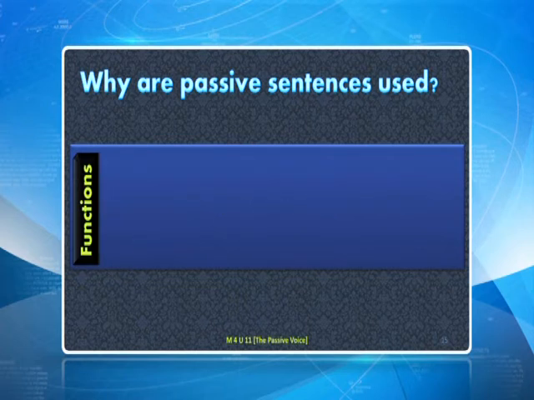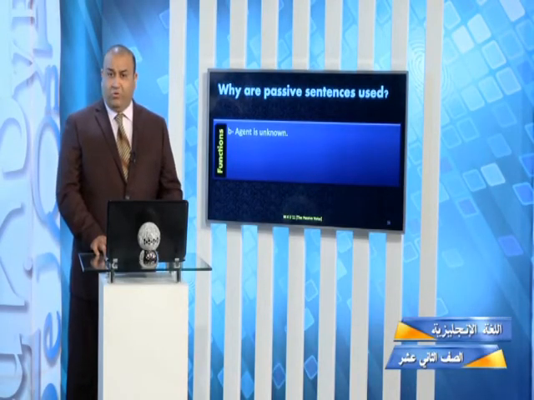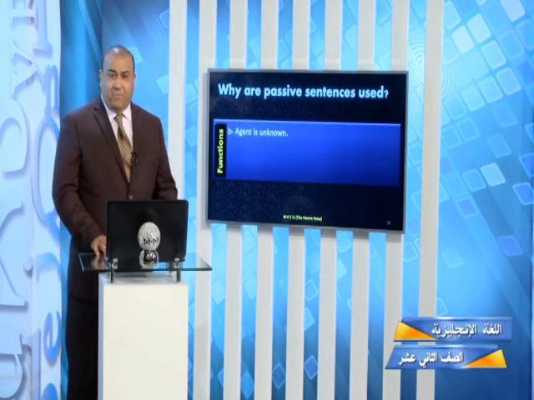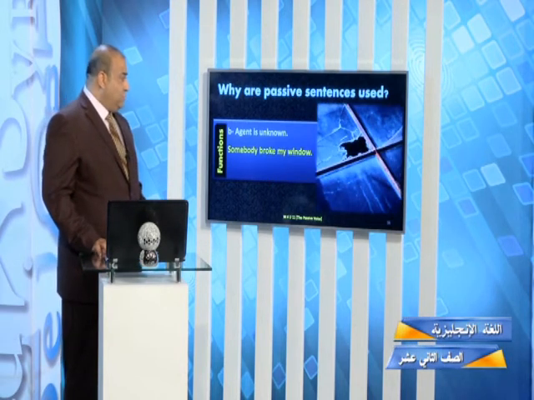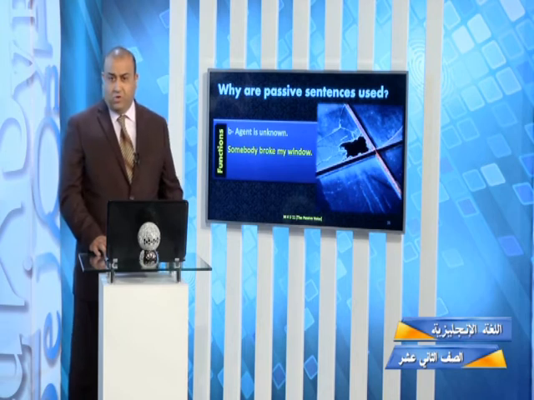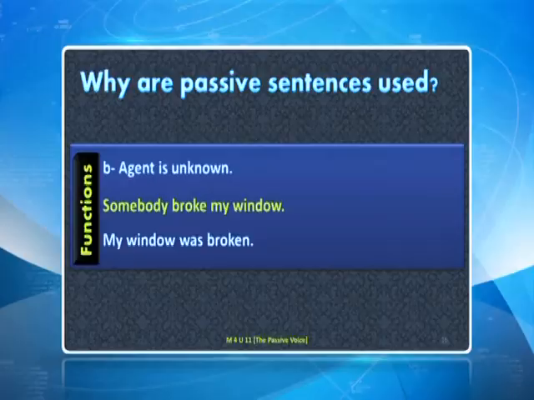The second case is when the agent is unknown, which means the subject, the doer, or the performer is known by nobody. For example, somebody broke my window. Who broke your window? Of course, you don't know. In this case, you have to say, my window was broken.